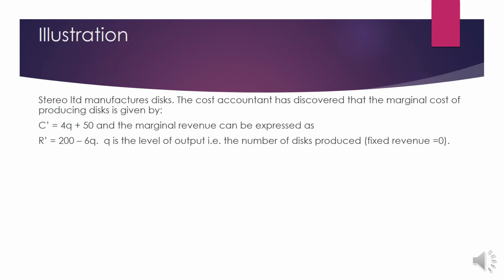I want to look at a business illustration. Stereo Limited manufactures discs. The cost accountant has discovered that the marginal cost of producing discs is given by C prime equals 4Q plus 50, and the marginal revenue is R prime equals 200 minus 6Q, where Q is the level of output, i.e. the number of discs produced.